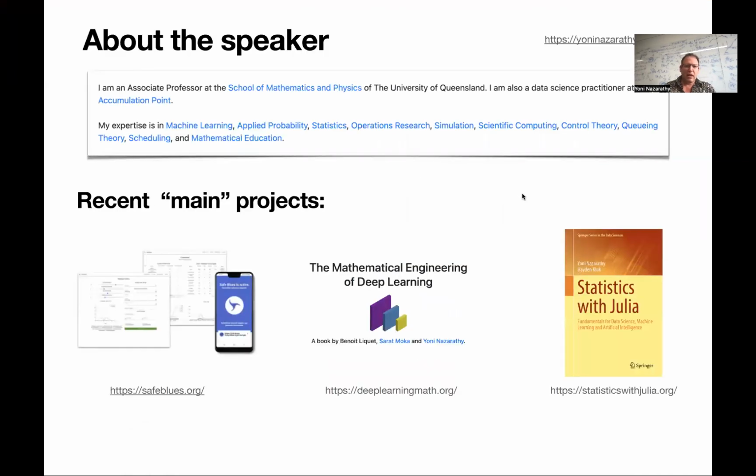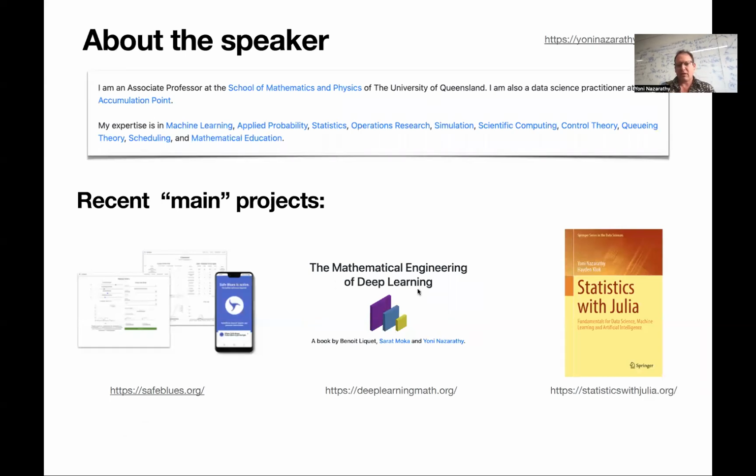About me, I'm at the University of Queensland. I'm also a consultant at a very small firm, which we call Accumulation Point. Some of my main projects include the Safe Blues project. Links are in the description of this video. That's a project that deals with transmission of virus-like tokens for purposes of privacy-preserving epidemic surveillance.